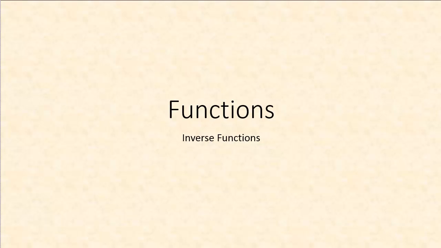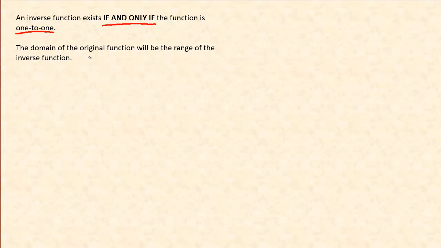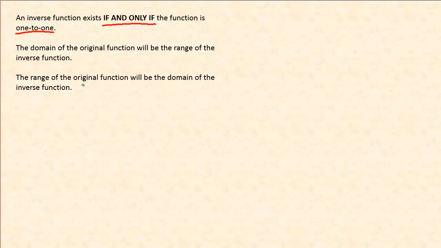Inverse functions. An inverse function exists if and only if the function is 1 to 1. The domain of the original function will be the range of the inverse function. The range of the original function will be the domain of the inverse function. These are crucially important points that you really need to remember.